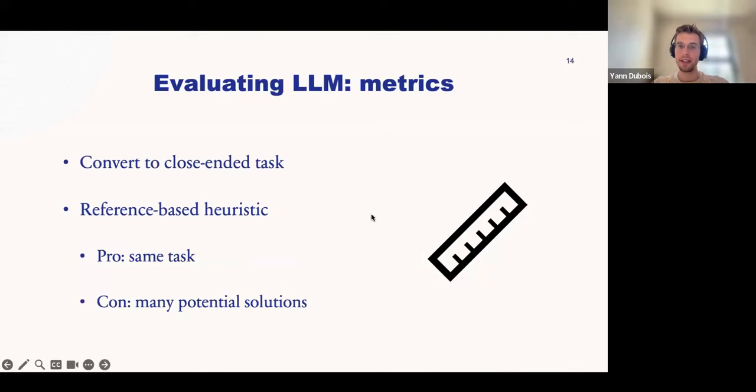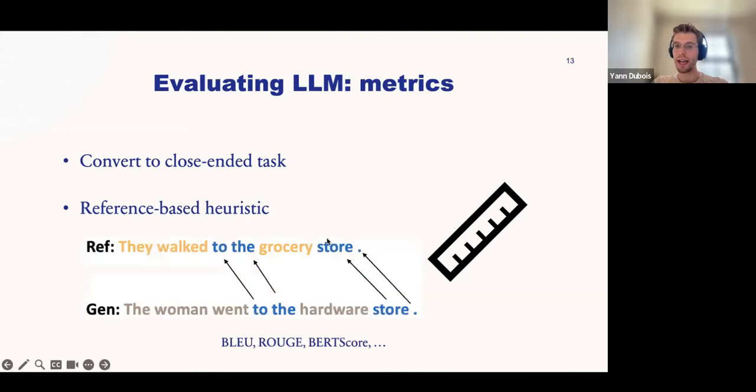The benefit is that you didn't change the task here. The downside, so we still have free-form generations. The downside here is that there are many potential solutions. So here that would work actually pretty well if this reference answer was the only potential answer.